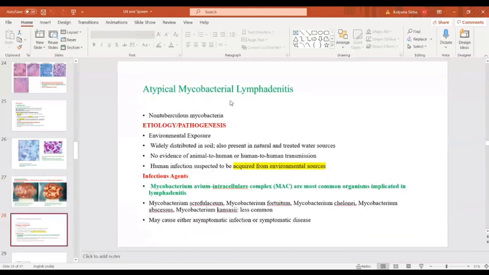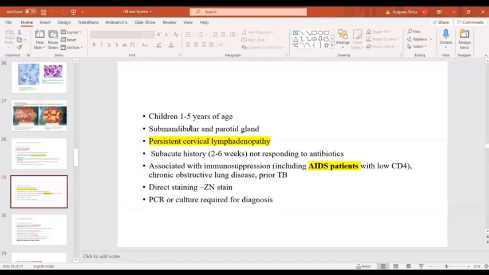Coming to atypical Mycobacterium, it is also known as non-tuberculous Mycobacterium. The etiology is environmental exposure, as it is widely distributed in soil. Human-to-human and animal-to-human transmission is not known. So humans are infected from environmental sources. Mycobacterium avium intracellulare complex is the most common organism implicated in lymphadenitis. Children 1 to 5 years of age are most commonly affected, with persistent cervical lymphadenopathy. It can also be seen in immunocompromised patients like AIDS patients. We diagnose by Ziehl-Neelsen stain, or we can do PCR or culture.